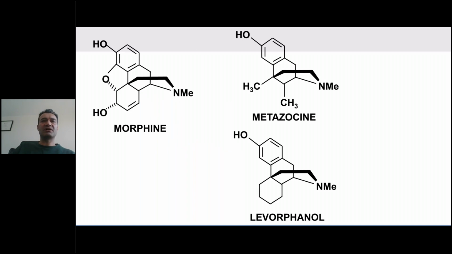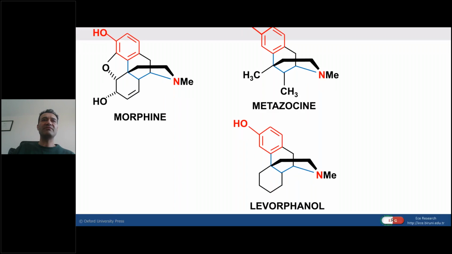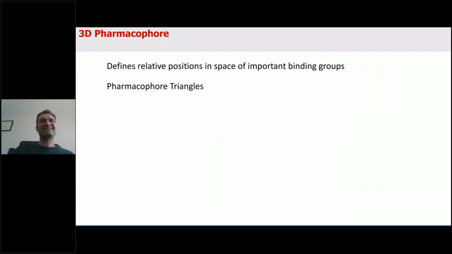But if you look at similar compounds like metazocine, levorphanol that has similar activity, you will see the same pattern here, same pharmacophore group here, nitrogen, phenyl group, aromatic group here, nitrogen connected to the same group here. So we have same skeleton, so they have similar activities. But of course, we are living in a 3D world, so 3D pharmacophore is important here. They are called pharmacophore triangles.